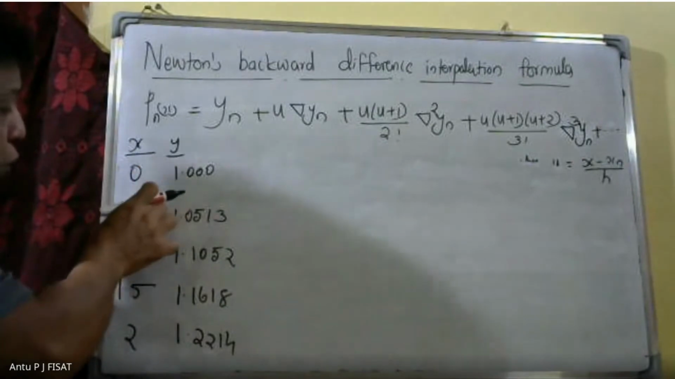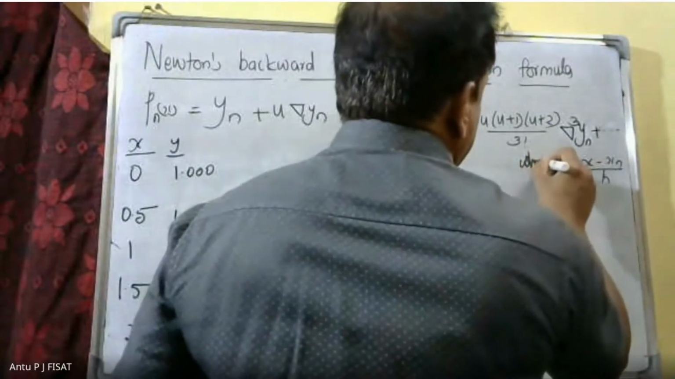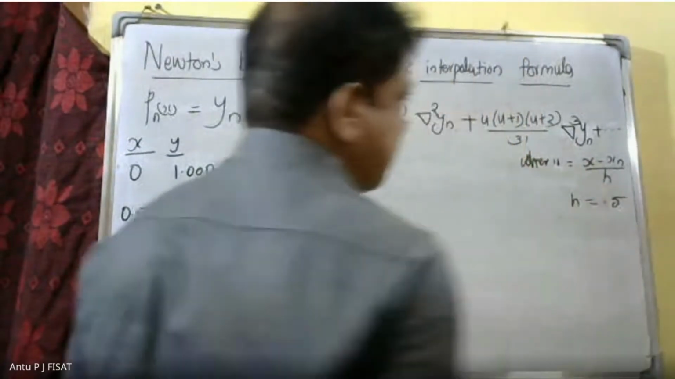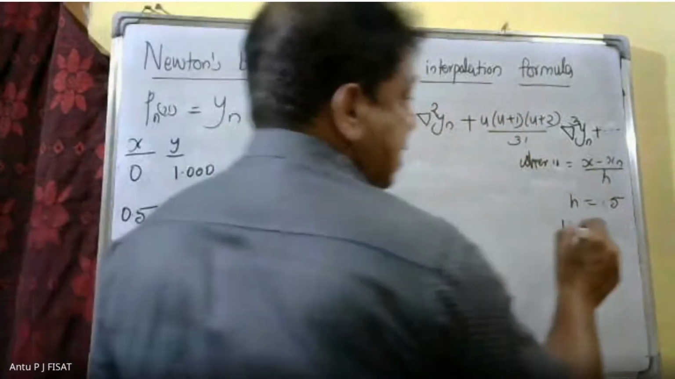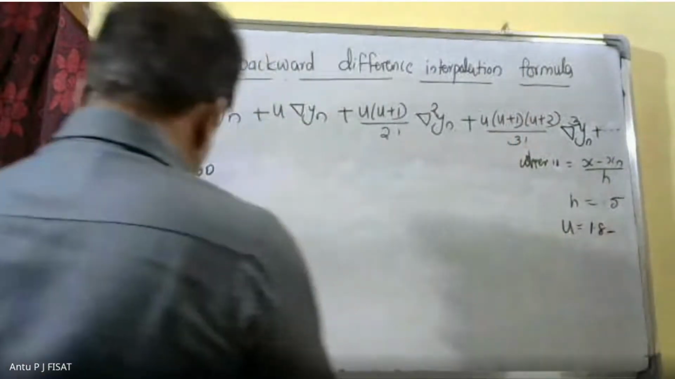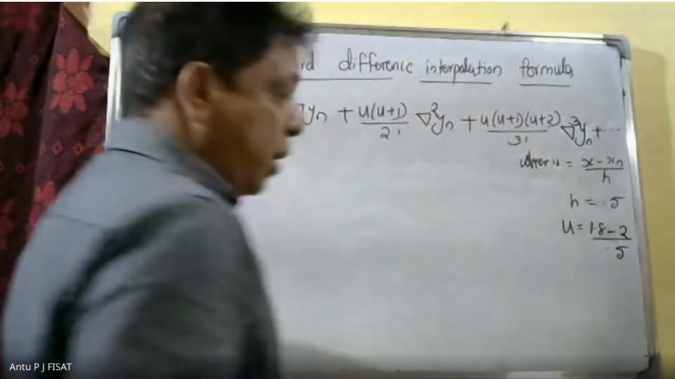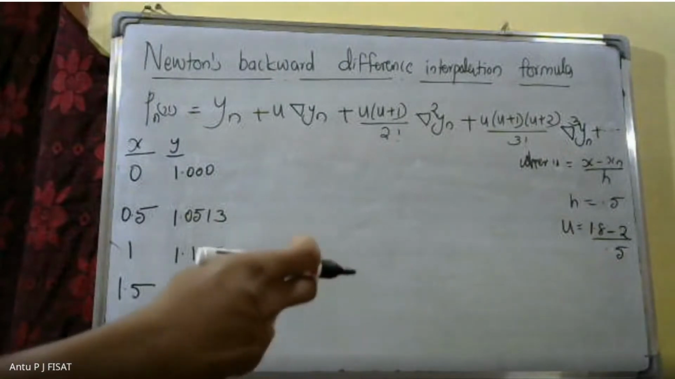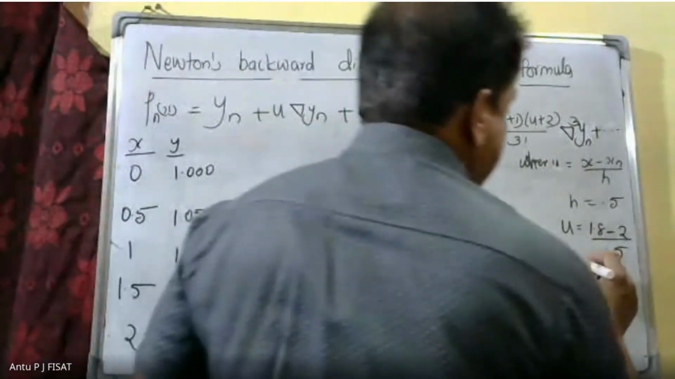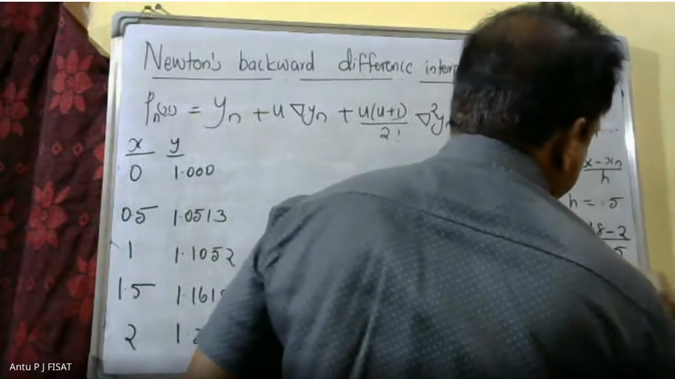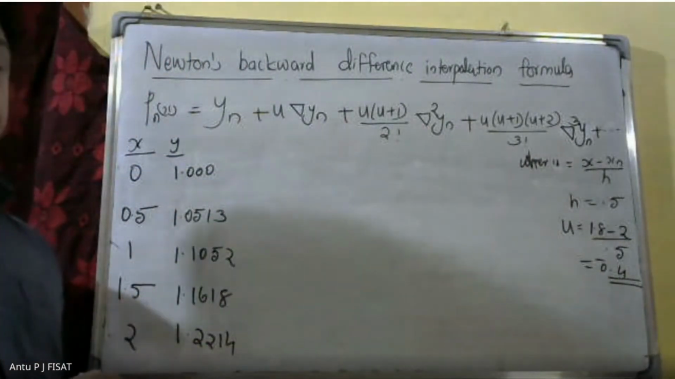Values of x are 0, 0.5, 1, 1.5, 2. The difference h is equal to 0.5. Then we can calculate the value of u. u is equal to (x minus xn) by h. Here x is equal to 1.8, xn is equal to 2, so (1.8 minus 2) by 0.5. The value will be minus 0.4. Therefore, the value of u is equal to minus 0.4.